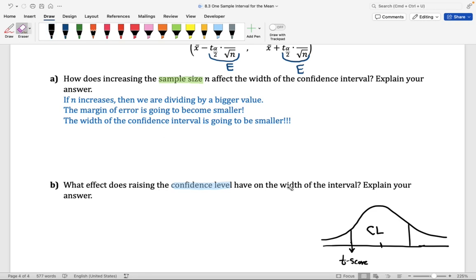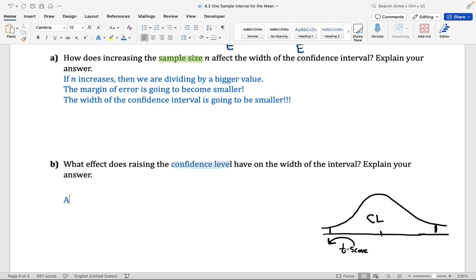If you make the confidence level bigger, then you're going to capture more area here at the center. That is going to make your t-score go more towards the left of the center. So that's going to make your t-score bigger. Increasing the confidence level is going to give you a t-score that is farther away from the center. So that t-score is going to be bigger. Let's write that here. A bigger confidence level is going to give us a bigger t-score.